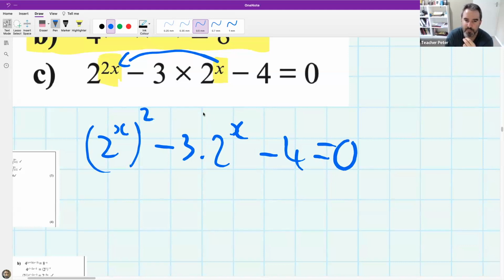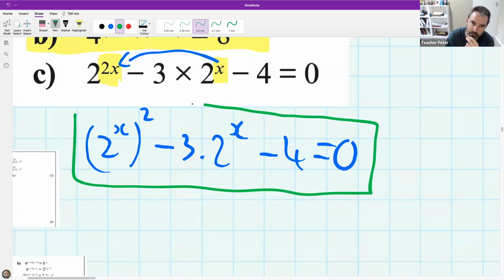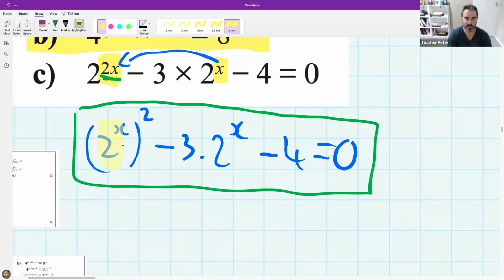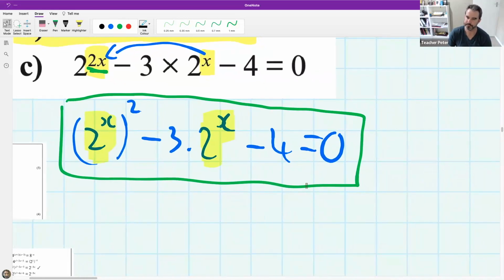Give me a thumbs up if you can see why the thing in the green block is exactly the same as the question above. All I've done is split this 2x, because if I multiply it, I get back to 2x. But like this, I like this because it allows me to focus on the 2 to the x. So again, happy face, sad face, thumbs up, thumbs down. Let me know how you're feeling, because this is the last question of the day, and I want to make sure you're with me.